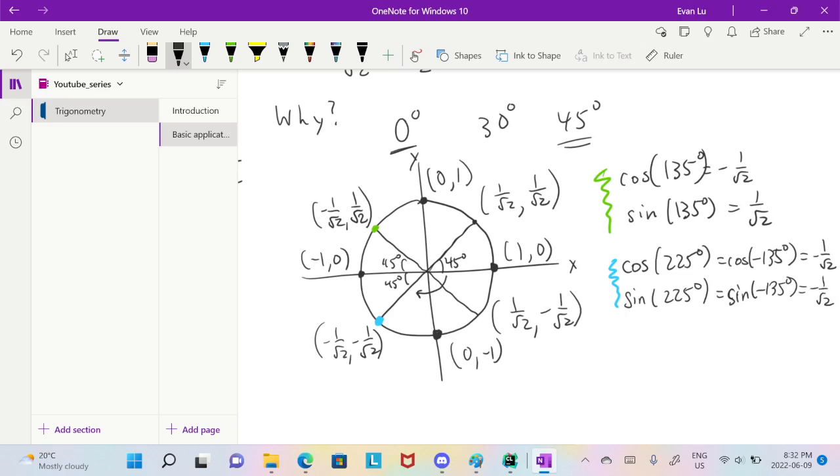Okay, and now looking at the final angle, I'm just going to highlight it. It's going to be like this. This highlighted angle, well, the easiest way to write it will just be negative 45 degrees, right? But I could also write it as cos of 315 degrees, which is one full rotation, 360, take away the 45 degrees of rotation. So cosine is going to be 1 over root 2, and sine is going to be negative 1 over root 2.